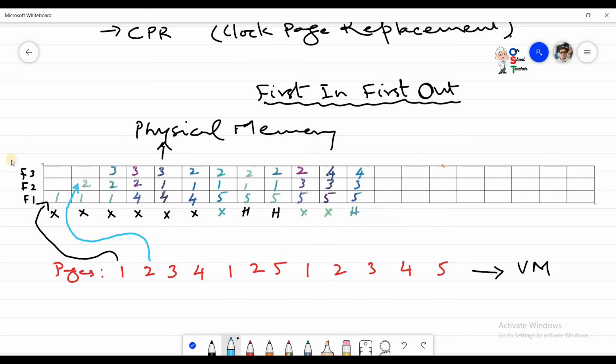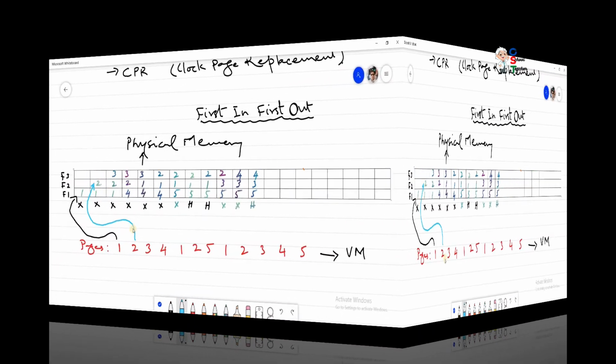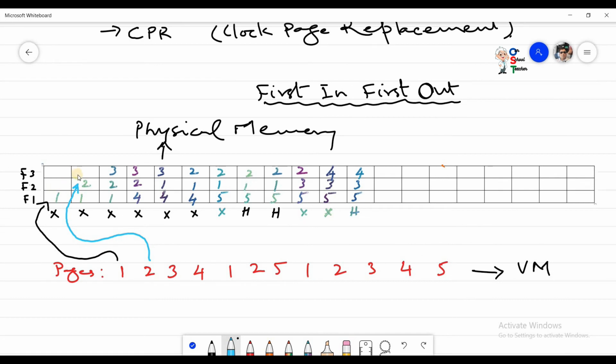Still, frame number three is free because we are using first in, first out. First time, because all these frames are free, whichever page is required will be kept in the next available frame. So when the first page was kept in frame number one, because it was not available in the memory already, it is called a page miss.